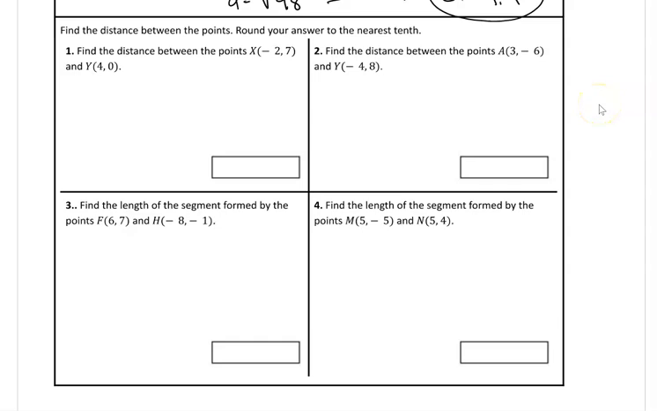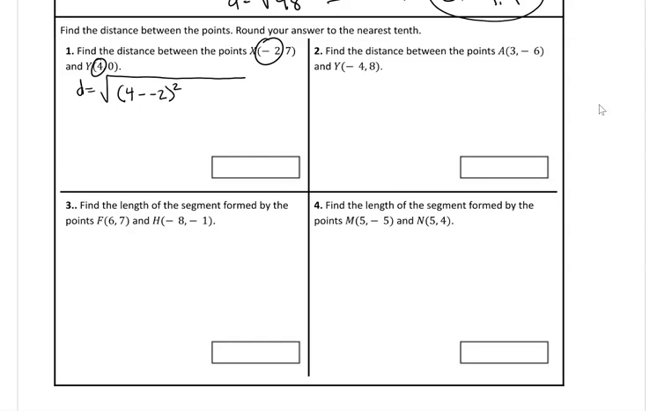Let's start with number 1. First thing you want to do in the distance formula is you write d equals, and then a big square root. Then you're going to do x2 minus x1. So that's 4 minus negative 2 squared.